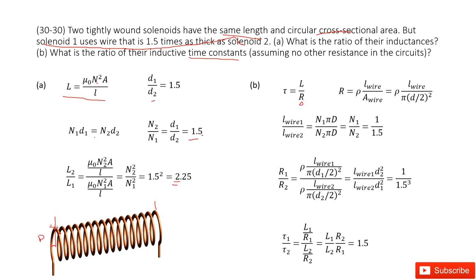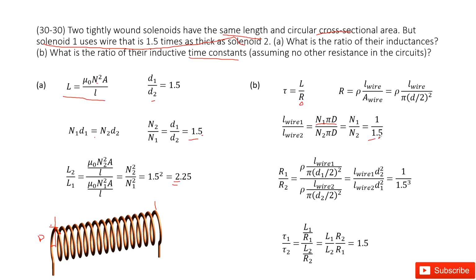For 1 turn, what is the length of the wire? Pi times D, right? And for wire 1, how many turns does it have? N1. So this is the length of the wire in the first solenoid, right? And the wire length for the second one is N2 times pi D. So pi D can cancel, so we have N1 over N2, so we get 1 over 1.5.